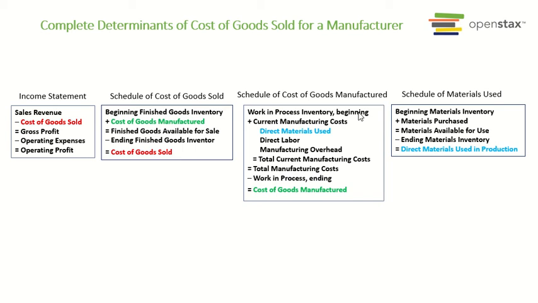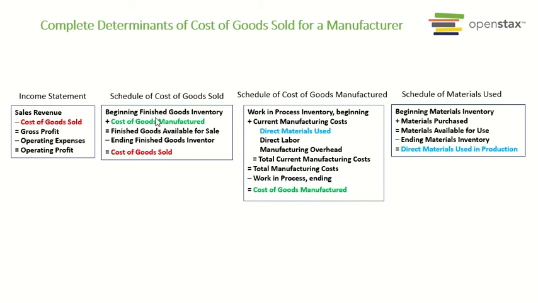Beginning work in process plus current manufacturing cost. So this is direct material, direct labor plus manufacturing overhead. The beginning work in process inventory plus current manufacturing cost equals total current manufacturing cost. Minus ending work in process, we get the cost of goods manufactured. So cost of goods manufactured will go to the schedule of cost of goods sold.